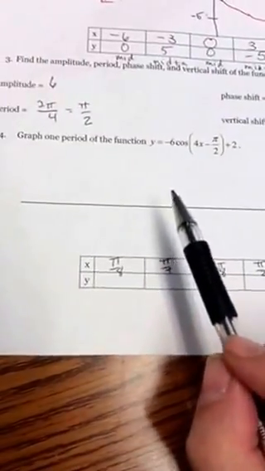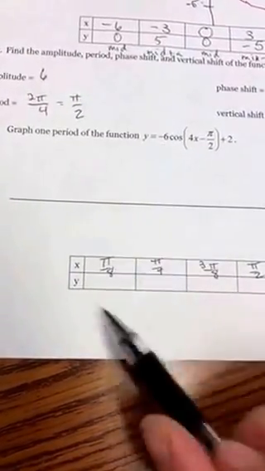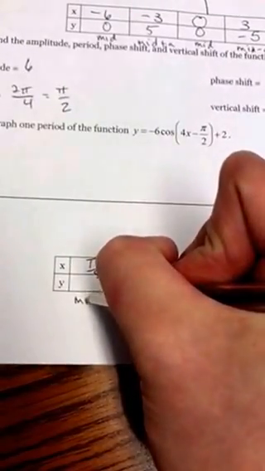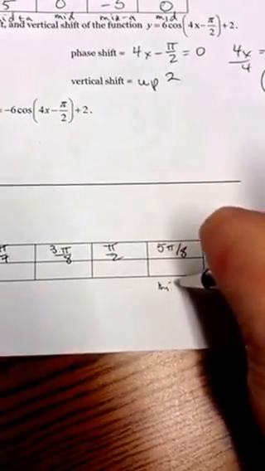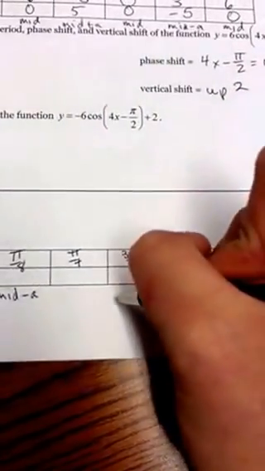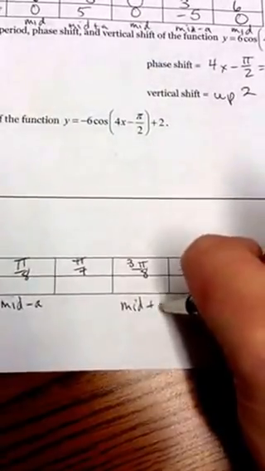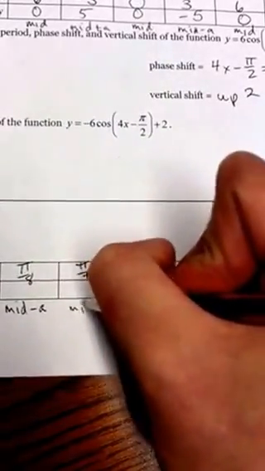Okay, so this is cosine, and it's a negative cosine. So instead of starting at our max, we're going to start at our min. So midline minus a, where we start is where we stop. Midline minus a. So this will be midline plus a. And this will be our midline.